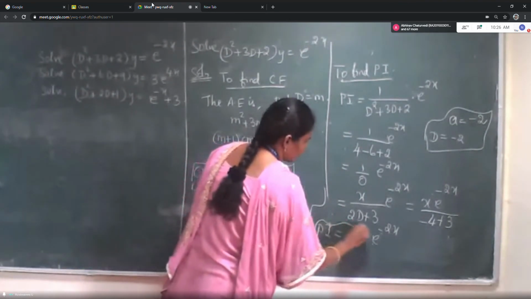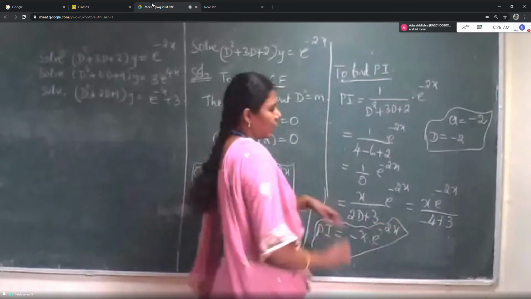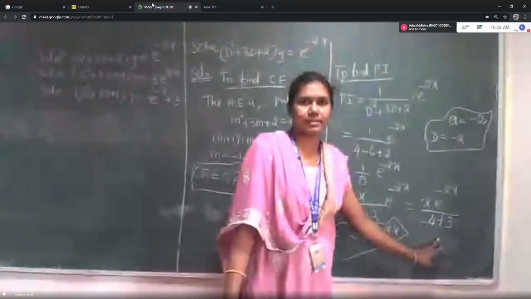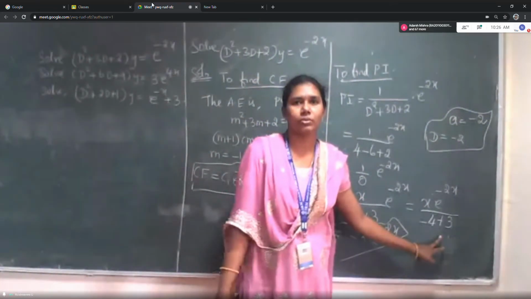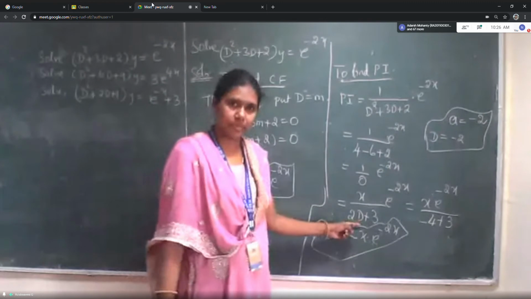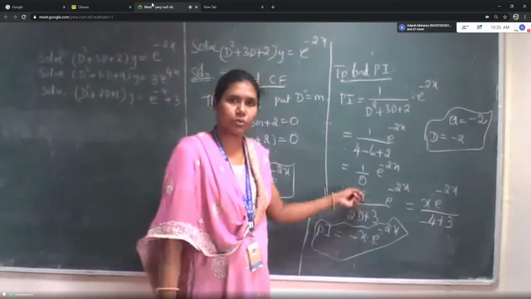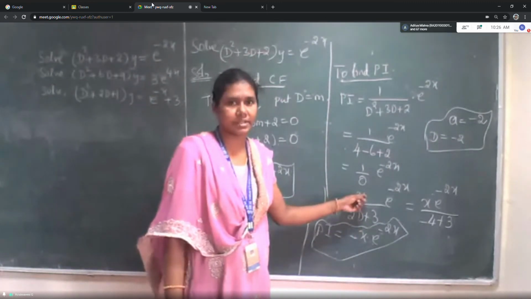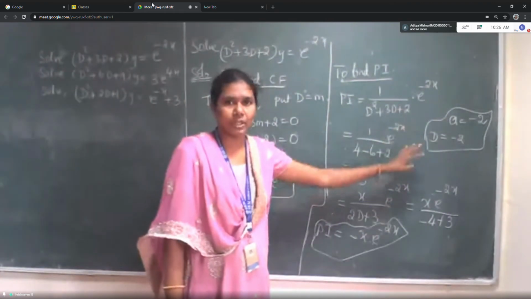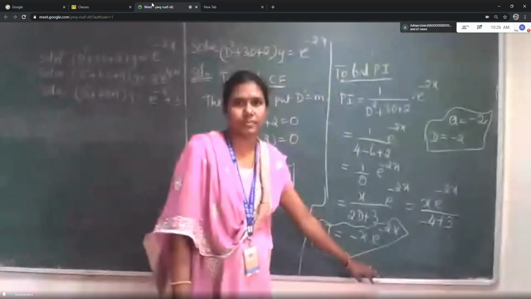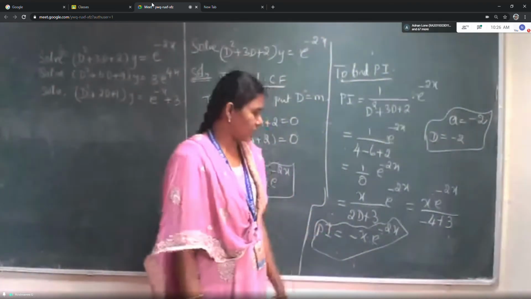In this problem we got minus 1 here. In case we get 0 again, differentiate again with respect to D, and again multiply by x, so x square will come. Again you put D equal to minus 2.